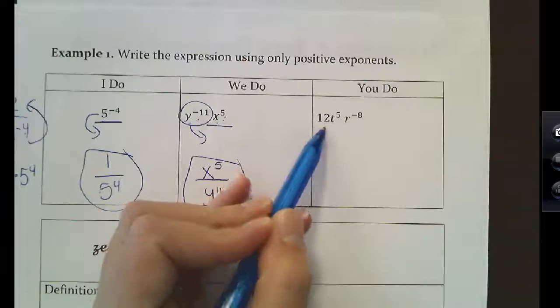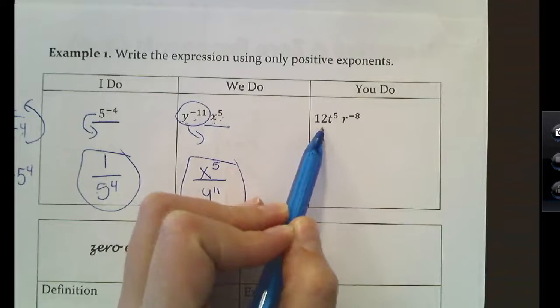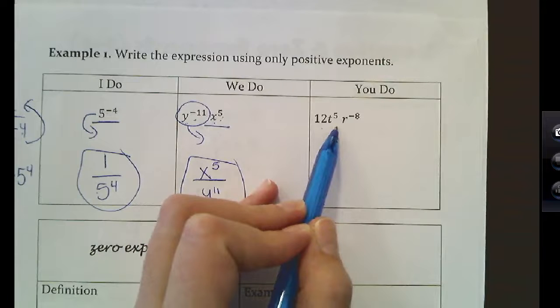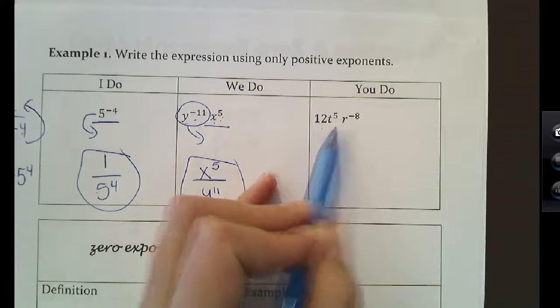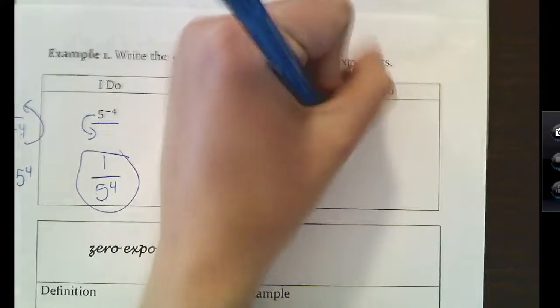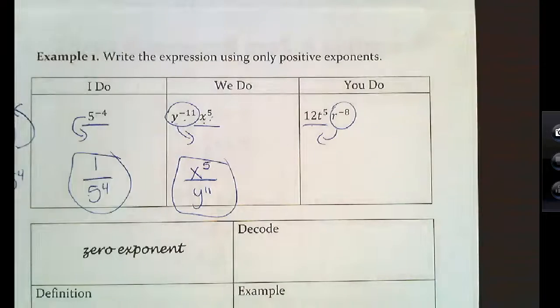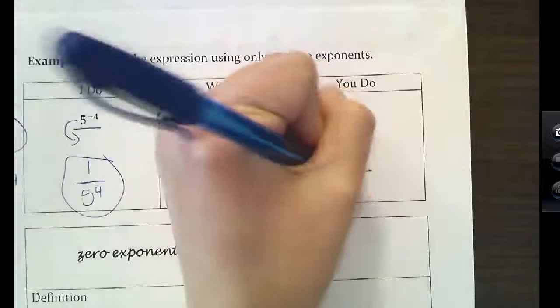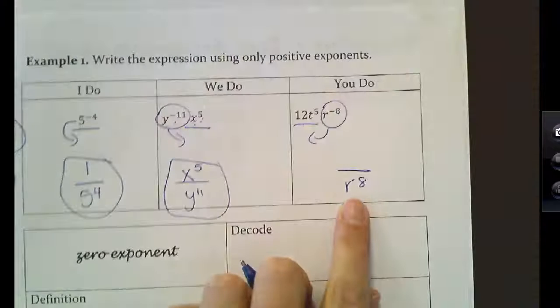So does that 12 have a negative exponent? No. Does the t have a negative exponent? No. Does the r have a negative exponent? Yes. So we're going to take that r, move it to our denominator, and when we move it to our denominator, it becomes r to the 8th power.